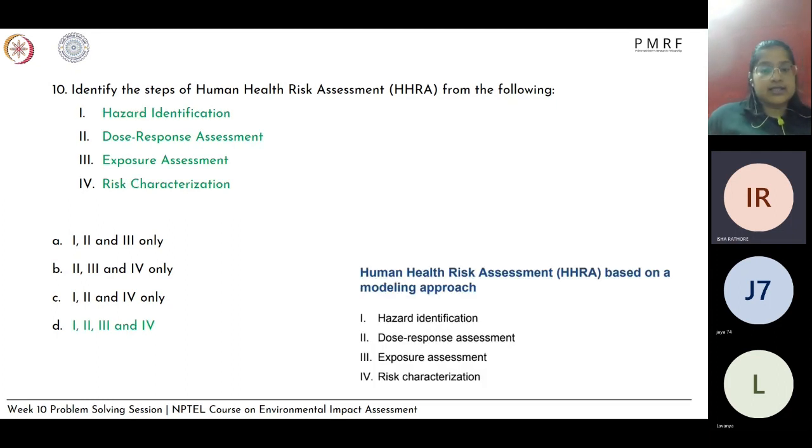Okay, so the correct answer is D. That is all four of the listed steps are steps in the human health risk assessment in the order of 1, 2, 3, and 4. So the correct answer was D.